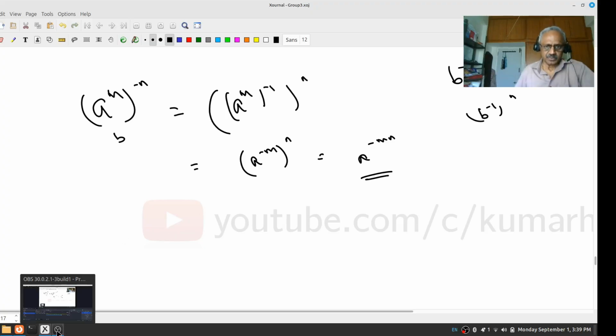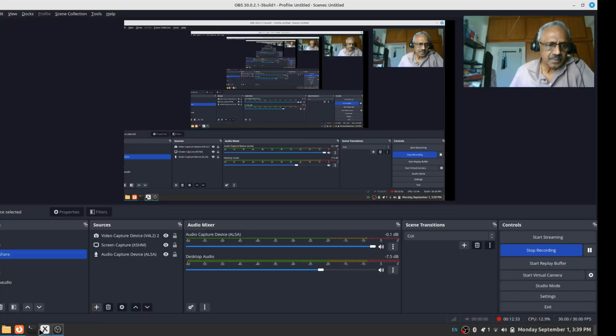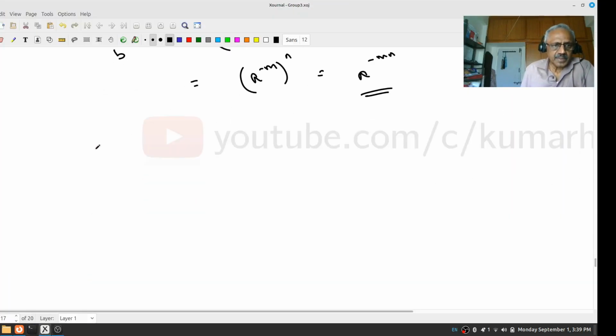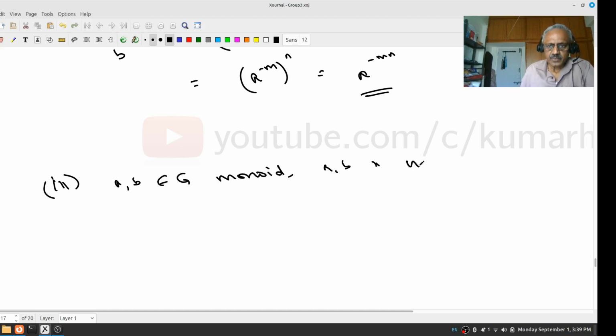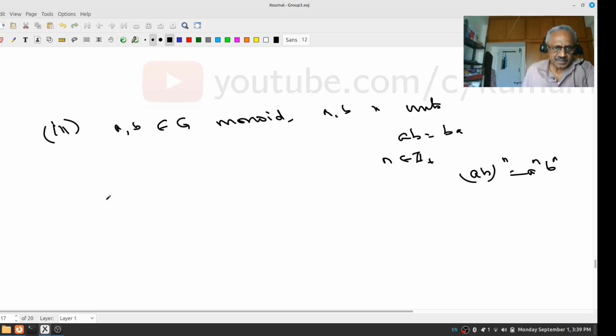There is one more thing. Remember the third exponent law: if a and b are in G, a monoid, and a and b are units, and ab equals ba, then we have seen for any positive n, (ab) to the power n is a to the power n, b to the power n. So now we want to extend this to every integer n.